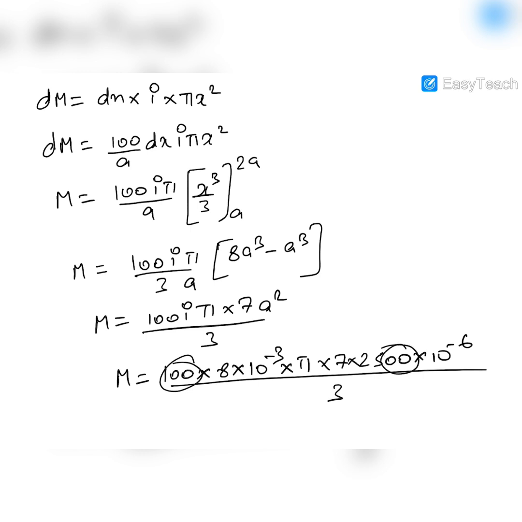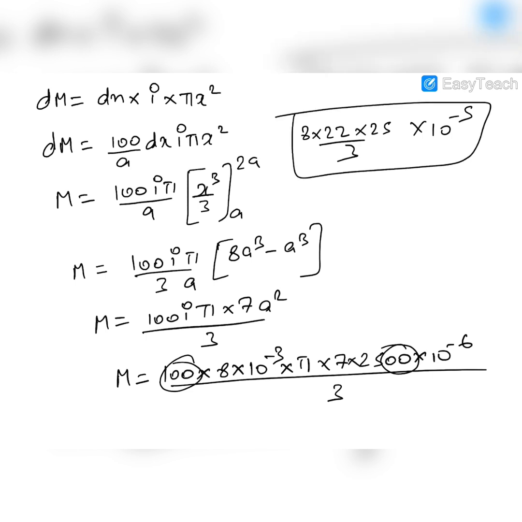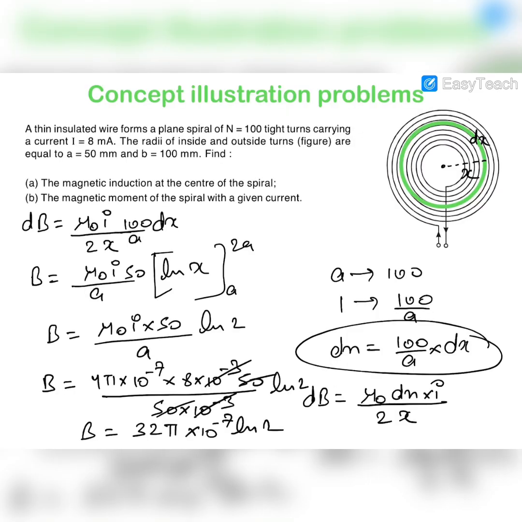This is 10 to the power 4, and the power of 10 will be 10 to the power minus 5, and pi is 22 by 7, so it would be 8 into 22 into 25 by 3 into 10 raised to power minus 5. So this will be the answer. You can find out its exact value by calculations. So this will be the magnetic moment and this will be the magnetic field. Now let's move on to the next question.